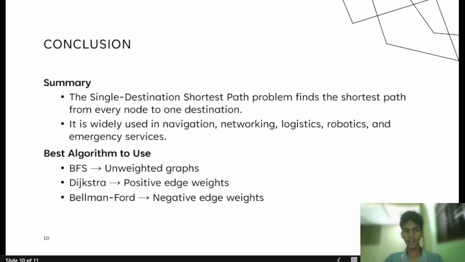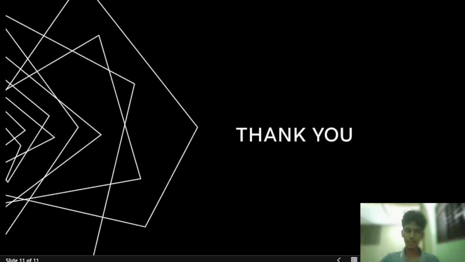These algorithms are widely used in navigation systems, computer networks, logistics, robotics, and many other fields because they help find the most efficient routes.